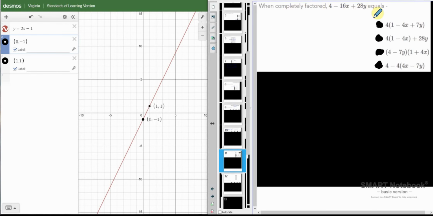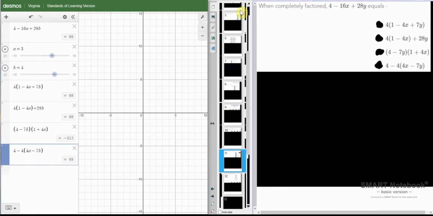When completely factored. All right, so this is a tough one. So first of all, remember I can't have it with x and y in it, so my x's became a's and my y's became b's. Okay. So then I choose 3 and 4 for a and b, and I get 68. Now remember, when you factor something, its factored form is still equal to its original. So when I put in 3 and 4, I get 68.